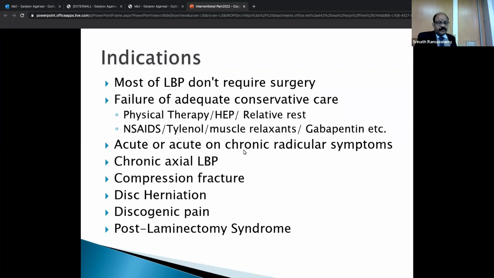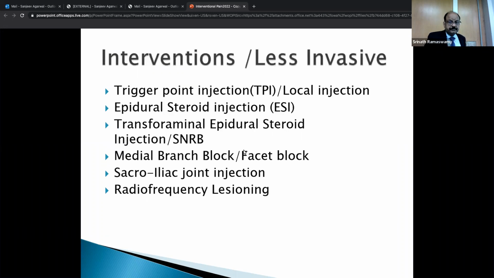Some of the patients who can benefit from interventional procedures include those with acute or chronic radicular symptoms, chronic axial back pain, compression fractures, disc herniation, discogenic pain, and ongoing pain after major spine surgery, which is called post-laminectomy syndrome. The common procedures are minimally invasive, very safe, and very rarely associated with complications in any setting. They are trigger point injections for myofascial or muscular pain, epidural steroid injections through different approaches, including the interlaminar, transforaminal, or caudal approach, medial branch block, facet-mediated pain, SI joint injection, and radiofrequency ablation or rhizotomies.